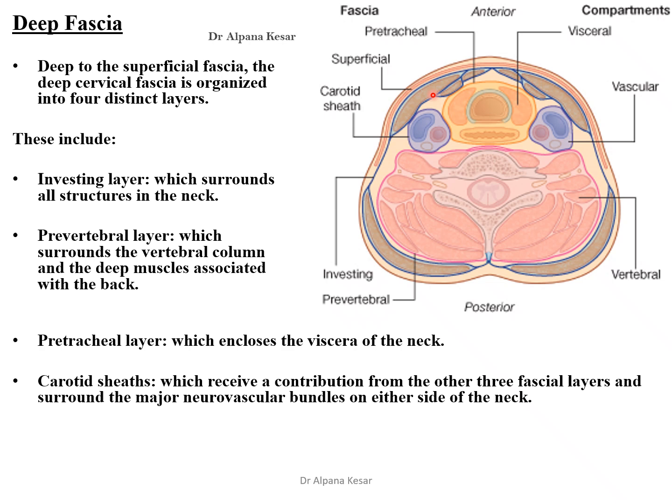The four layers of the deep cervical fascia are investing layer of deep cervical fascia, which surrounds the entire neck like a collar. What we see in blue is the investing layer of deep cervical fascia. Prevertebral fascia is seen in pink. The prevertebral fascia surrounds the vertebral column and the muscles around it.